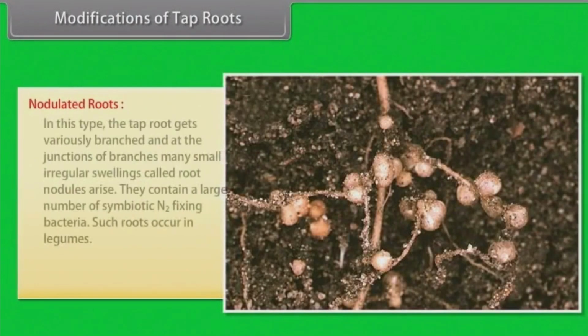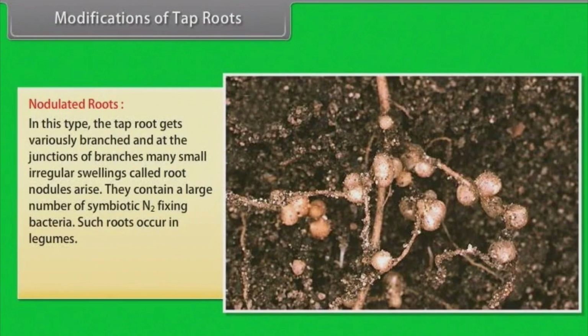Nodulated roots. In this type, the taproot gets variously branched, and at the junction of branches, many small irregular swellings called root nodules arise. They contain a large number of symbiotic N2-fixing bacteria. Such roots occur in legumes. Example, Rhizobium leguminosarum.